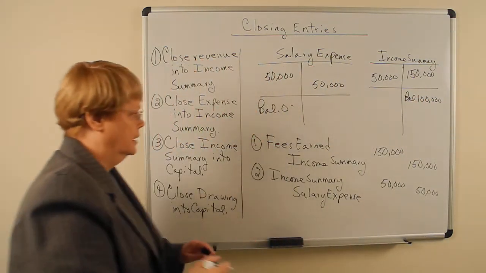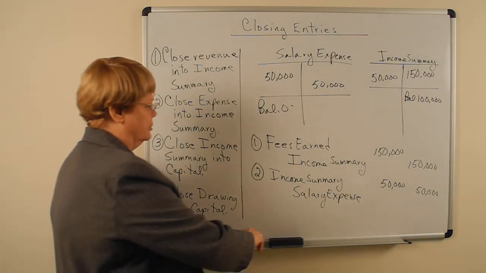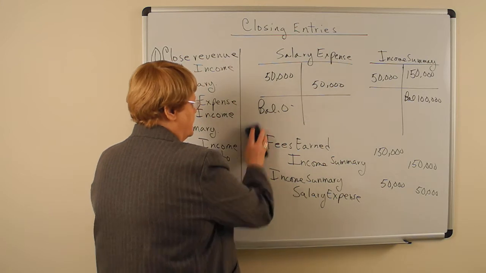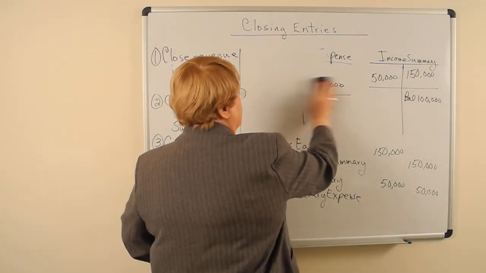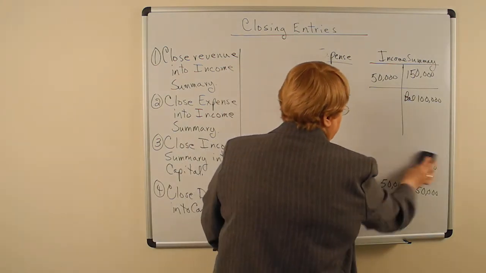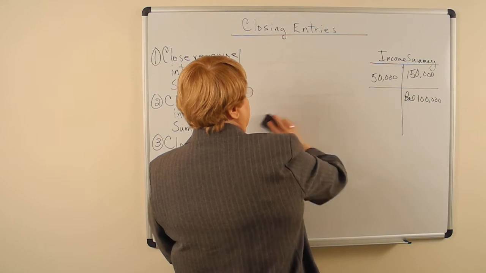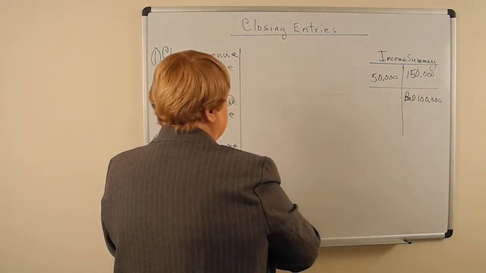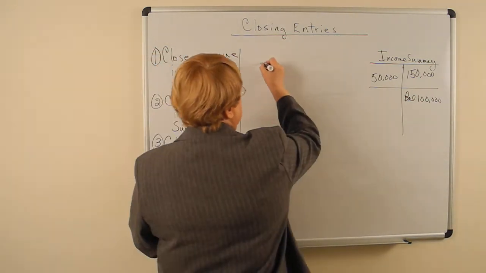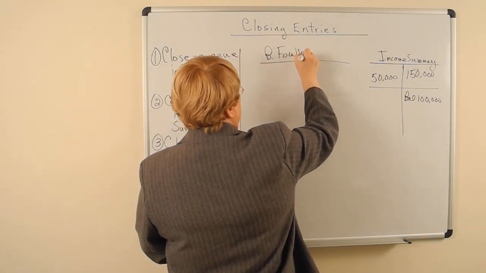Okay? All right, now I'm going to have to erase some of this so I can get the last two entries on. So I'm going to erase these. And the third step would be to close income summary into capital. And always use the name of the sole proprietor when you're looking at that capital account. So we'll call this B. Fowler Capital.